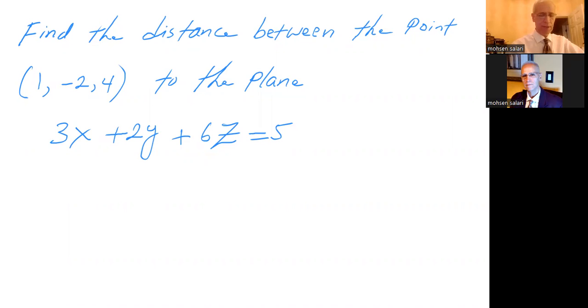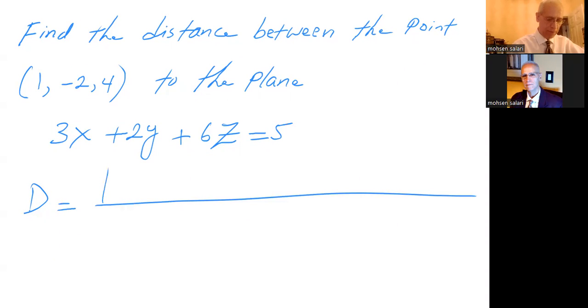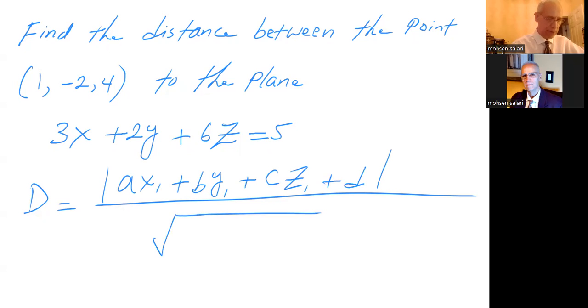The short one, the one that I usually use, is the formula: distance equals the absolute value of a x1 plus b y1 plus c z1 plus d, all over the square root of a squared plus b squared plus c squared.